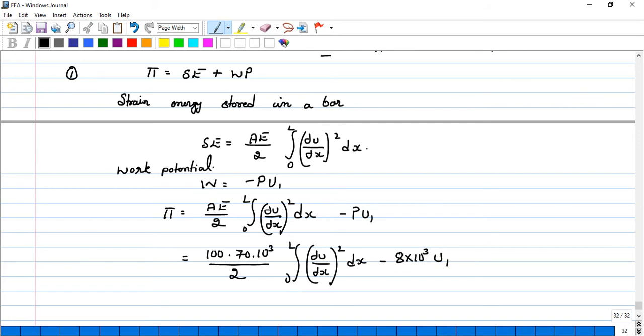Now the second step will come into action. There we are able to identify what is ∂u/∂x and what is U1 by considering the polynomial second order displacement function. So far this is the first step. We are just formulating the potential energy functional, that is pi is equal to strain energy plus work potential. So we know the formula, we have substituted the same.